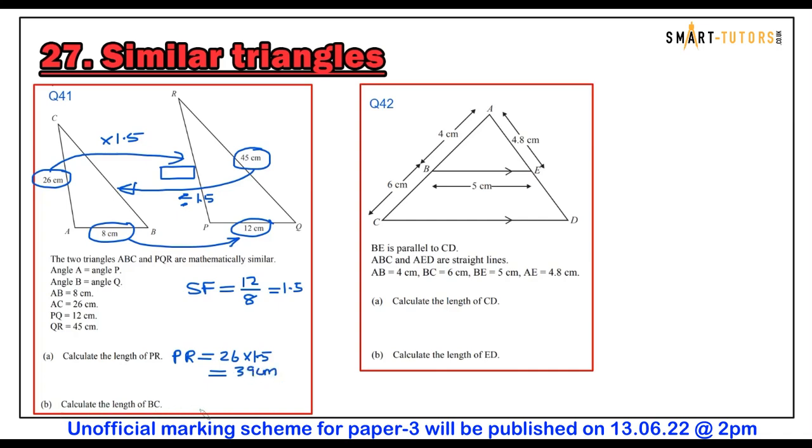And calculate the BC. You are coming from the big to small, so 45 divided by 1.5, which is 30 centimeter. So that is how to do the similar triangles.